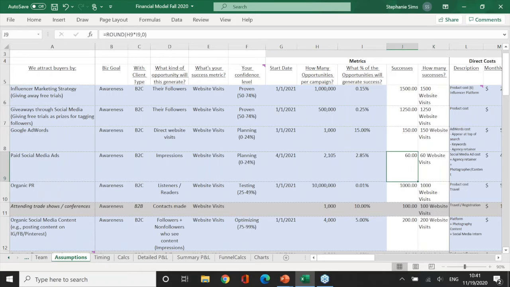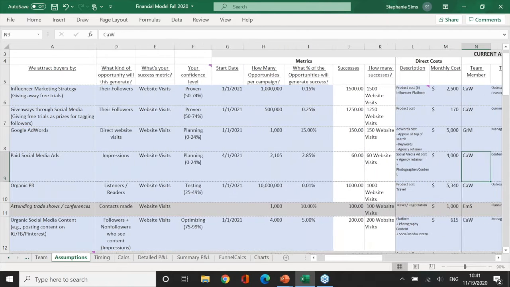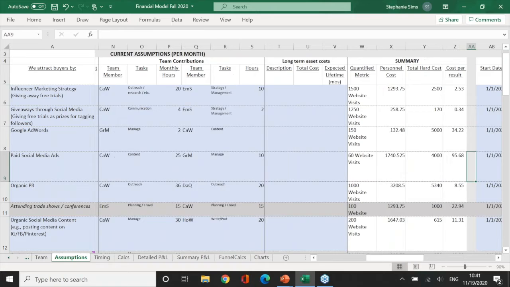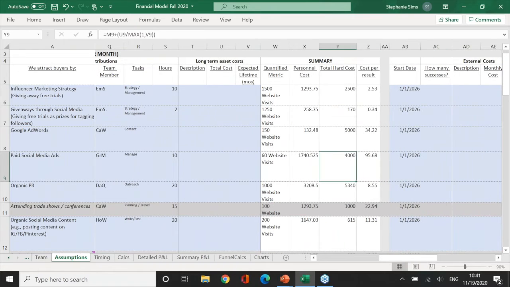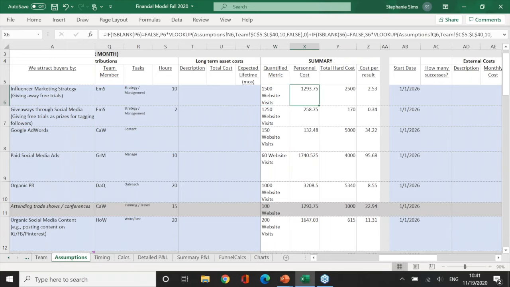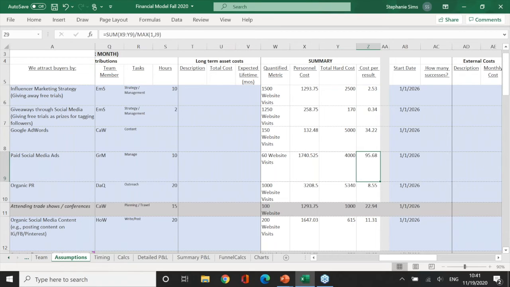I actually add in my models the ROI calculation that we talked about before, where I basically say, okay, here's the metric that we're looking for. Here's the total cost. And you'll notice that we look at personnel cost and the hard cost, and we get the cost per result. That allows us to start ranking these different options. And you could see that if I was looking at something like paid social media ads, it feels like something that's going to be really expensive.